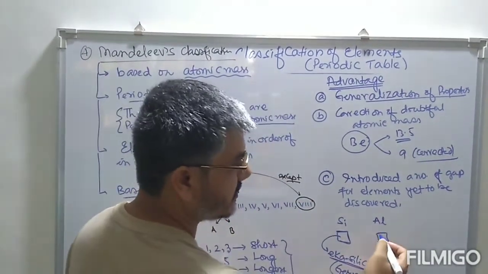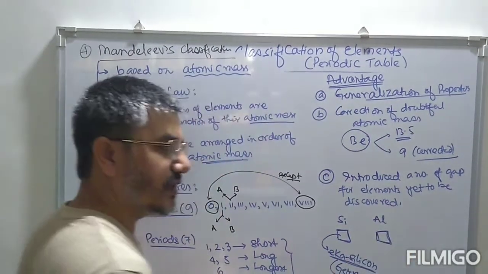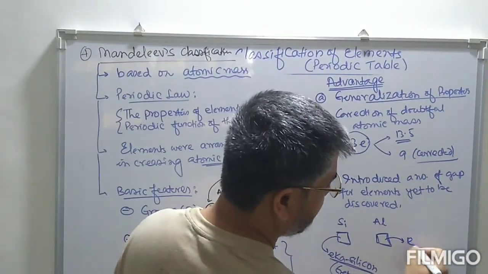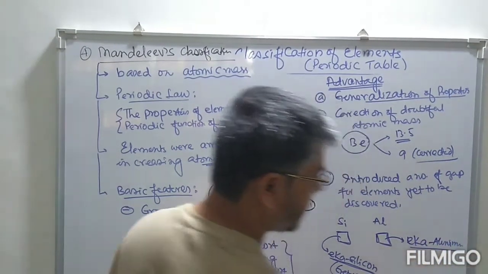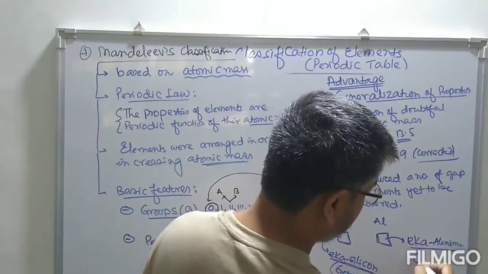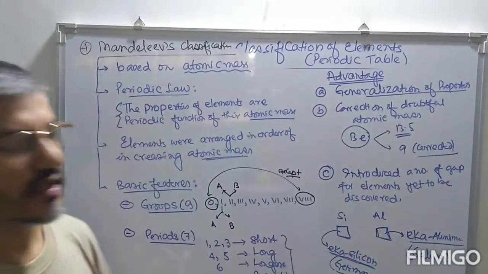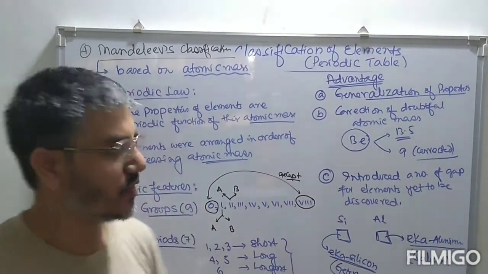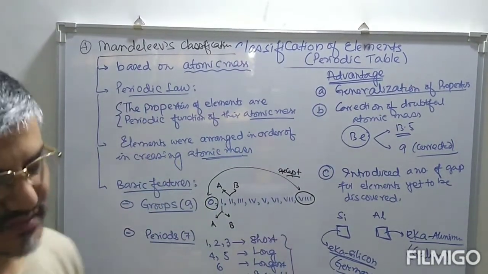Similarly, after the element aluminum, the next element should have properties similar to aluminum, but was not yet discovered. So he called this element Eka aluminum, that is, an element having properties similar to aluminum, and later on this element was found to be gallium. So he predicted the properties of some elements yet to be discovered and the positions where these elements were to be placed. So these are some of the advantages of Mendeleev's classification.